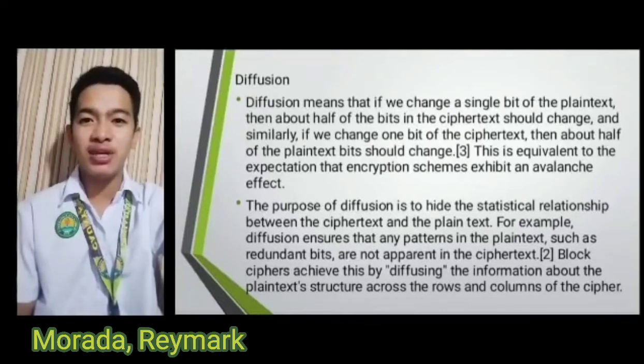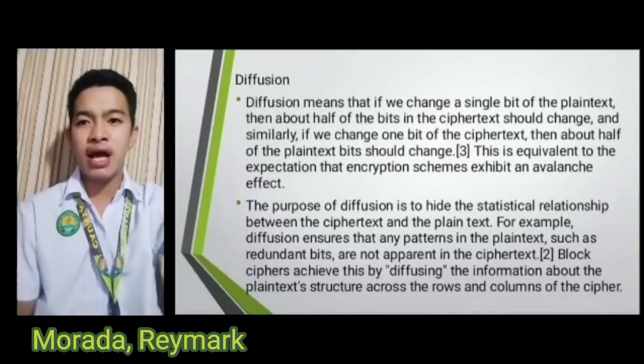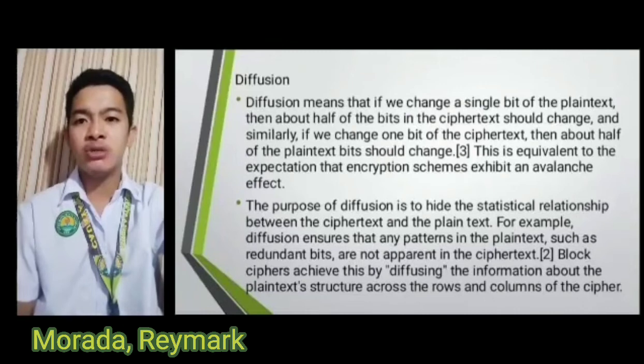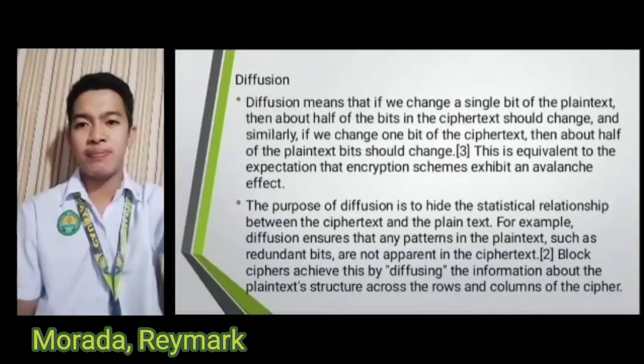Diffusion means that if we change a character of the plaintext, then several characters of the ciphertext should change. Similarly, if we change a character of the ciphertext, then several characters of the plaintext should change. We saw that the Hill cipher has this property. Diffusion means that if we change a single bit of the plaintext, then about half of the bits in the ciphertext should change, and similarly, if we change one bit of the ciphertext, then about half of the plaintext bits should change. What is the purpose of diffusion in the design of a block cipher?